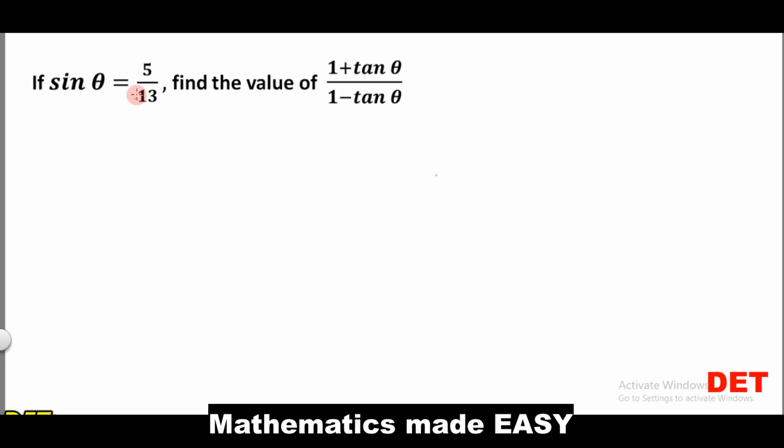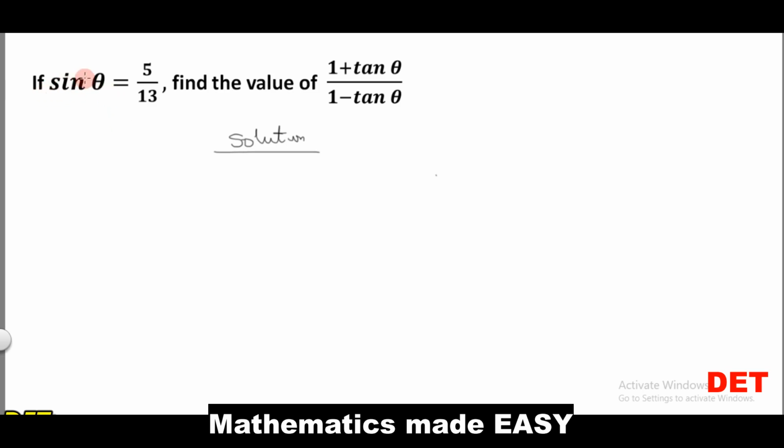Alright, so here in this video, we're going to look at this question. The question that I have here is, if sine theta is equal to 5/13, find the value of 1 plus tan theta over 1 minus tan theta. Again, the question is, if sine theta is equal to 5/13, find the value of 1 plus tan theta over 1 minus tan theta.